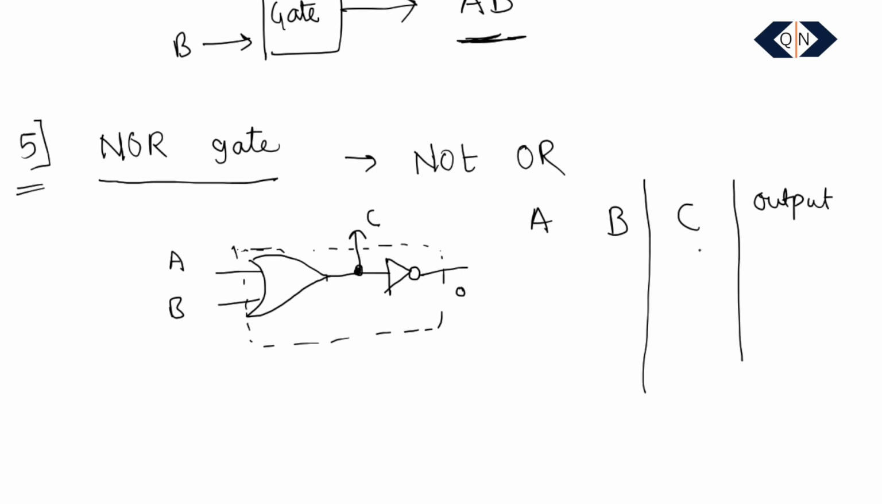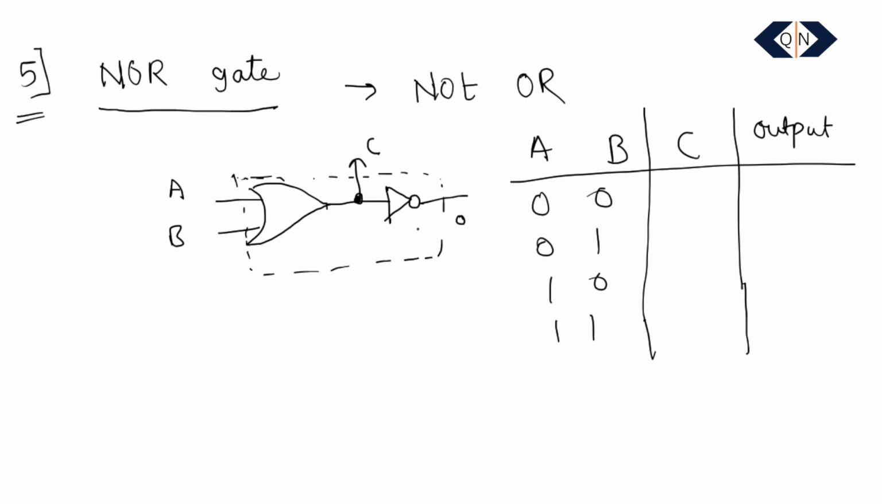This is also the output of OR gate. So what are the possible combinations? 0 0, 0 1, 1 0, 1 1. What is the output of this OR gate? For 0 0 it will be 0, 0 1 it will be 1, 1 0 it will be 1, 1 1 it will be 1. So what will be the output of NOR gate, after we flip it? 0 flipping becomes 1, then 0, 0 and 0.